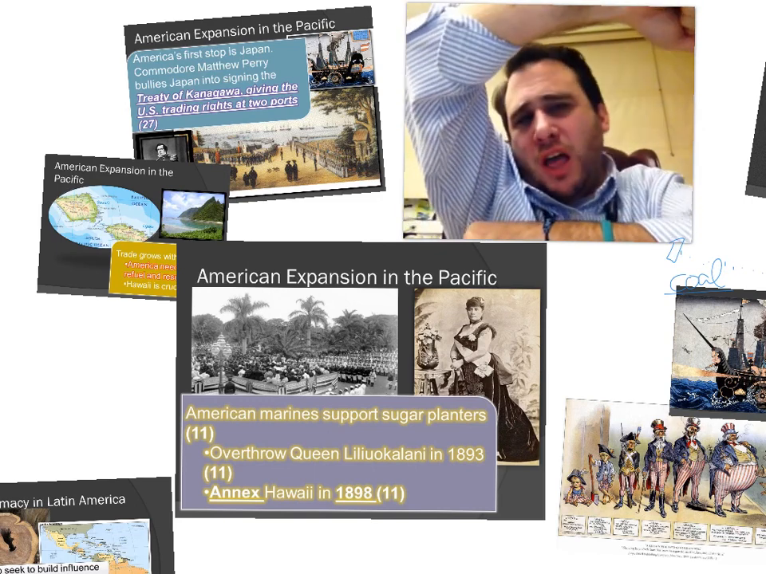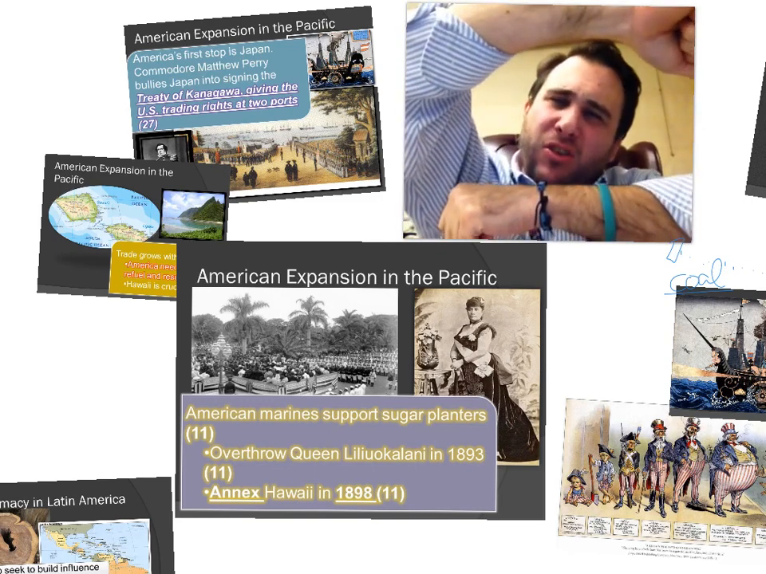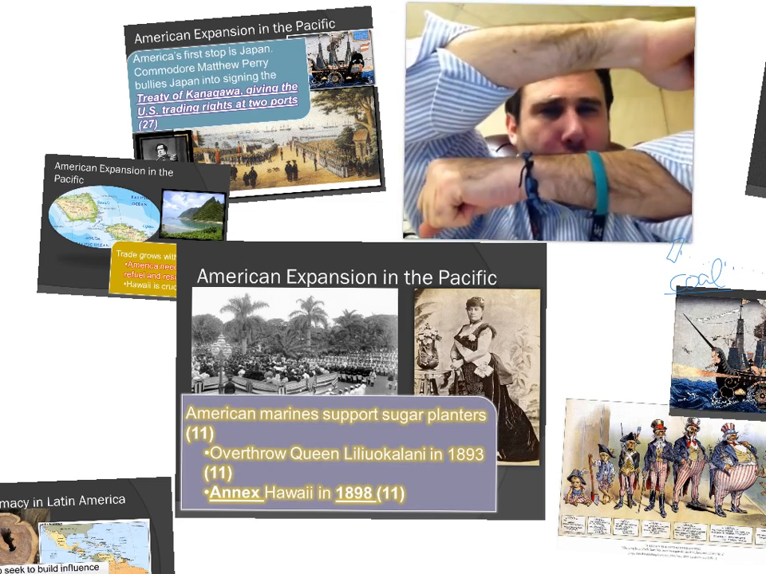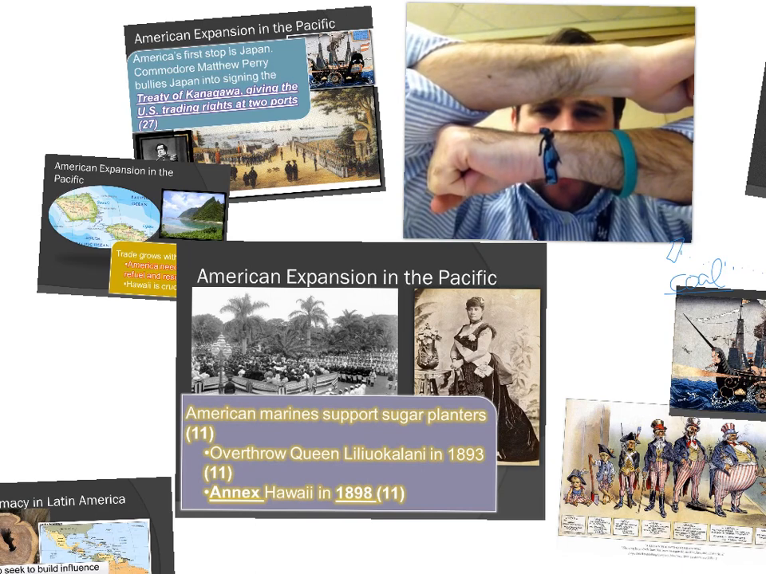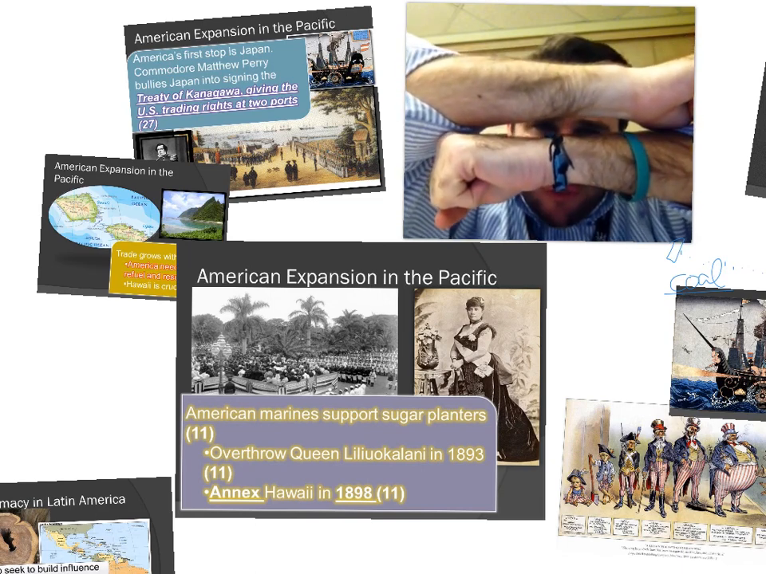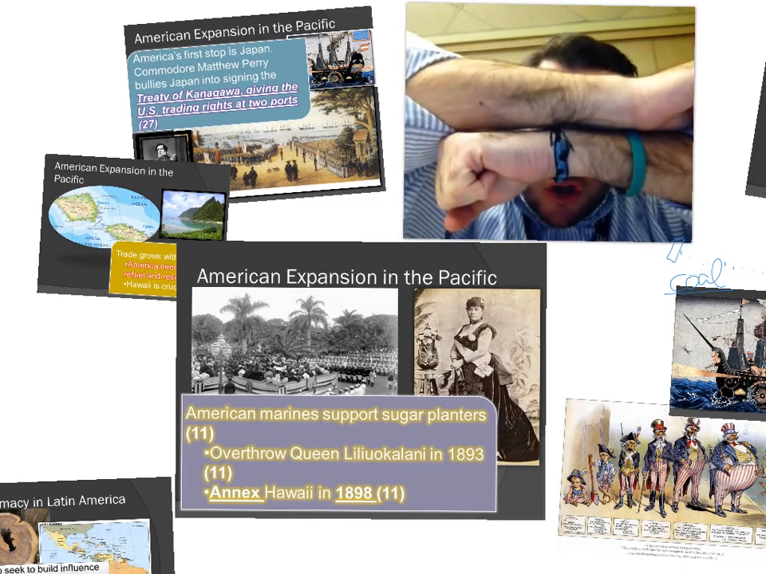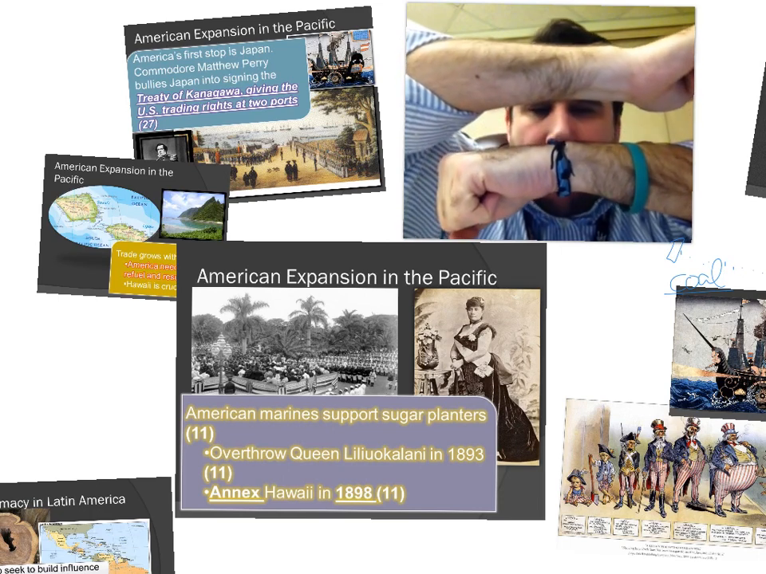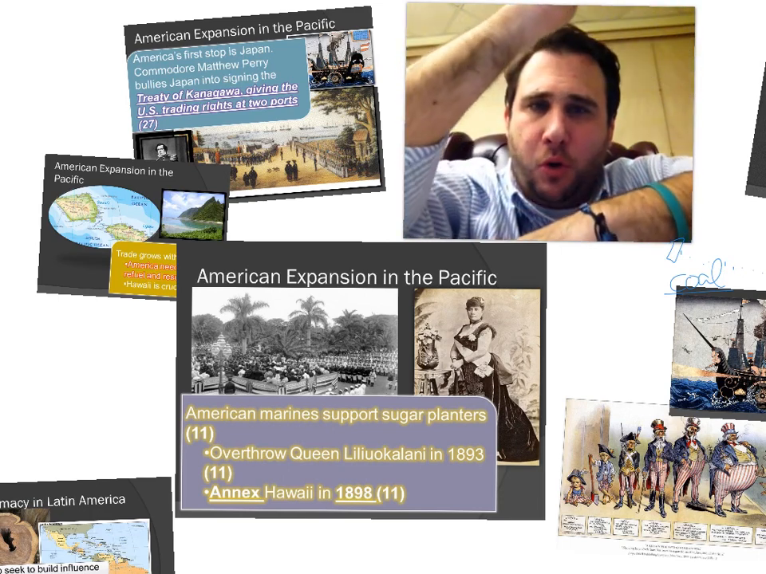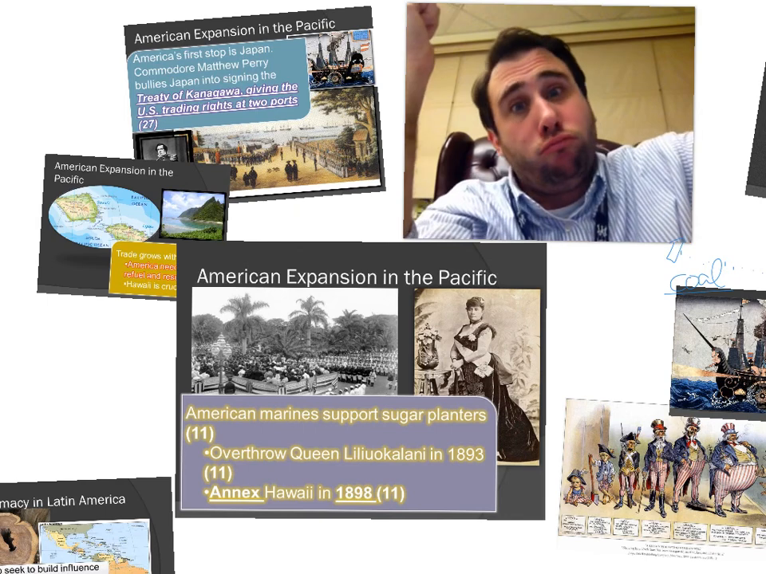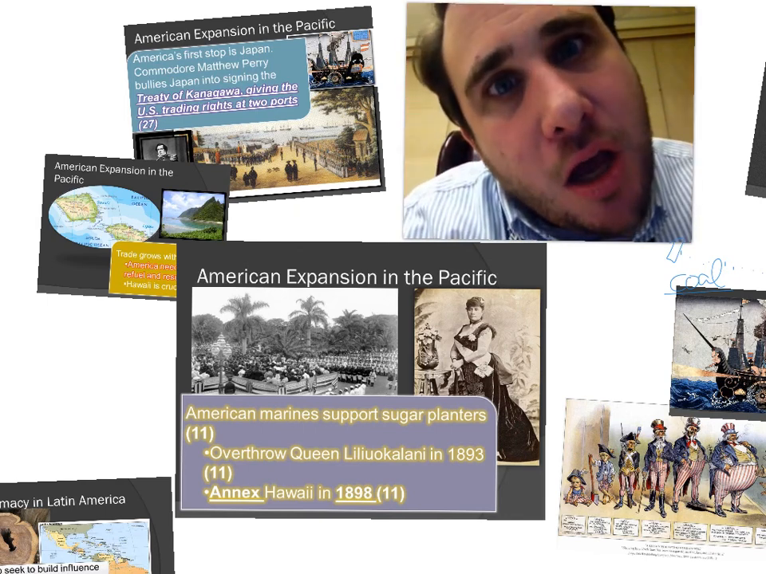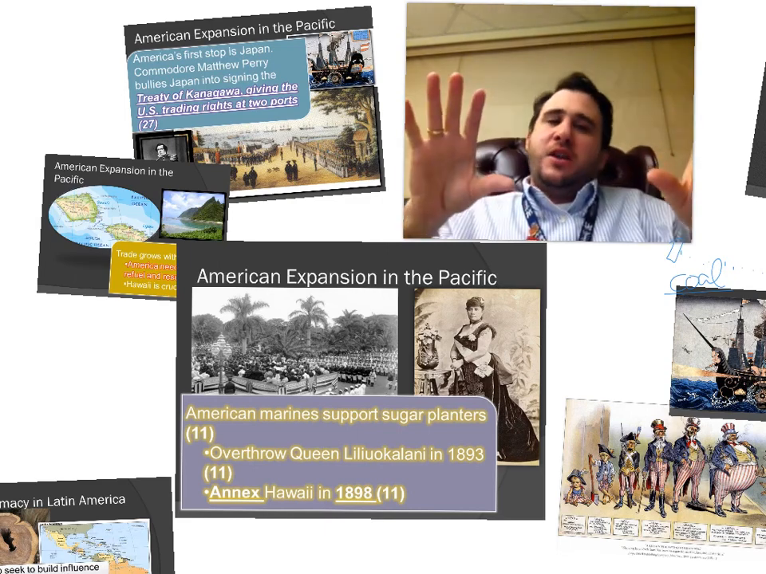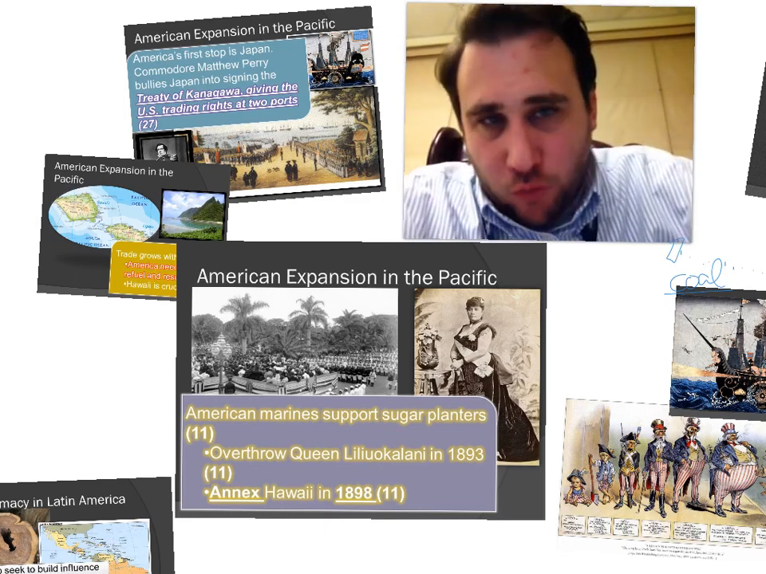And then Queen Liliuokalani says, I don't like the way you're treating us. I'm going to start to close this off. I'm going to make it harder for you to trade with us in Hawaii. And the sugar planters begin to rebel against Queen Liliuokalani, and she's winning until American Marines begin to support the sugar planters. Coincidence? I think not.